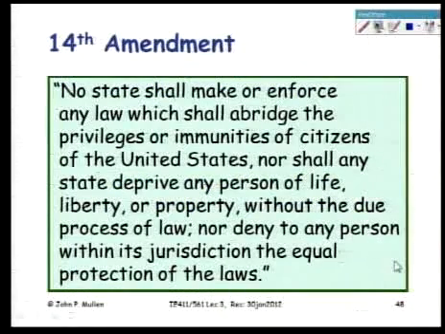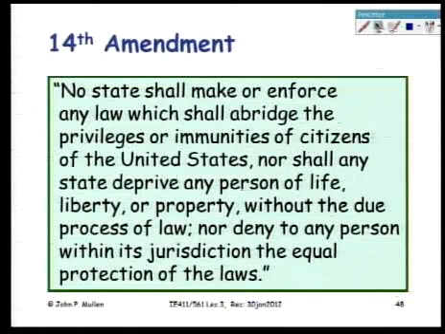This is the 14th Amendment to the Constitution. It looks pretty straightforward. No state shall make or enforce any law which shall abridge the privileges or immunities of citizens of the United States, nor shall any state deprive any person of life, liberty, or property without due process of law, nor deny to any person within its jurisdiction the equal protection of the laws.